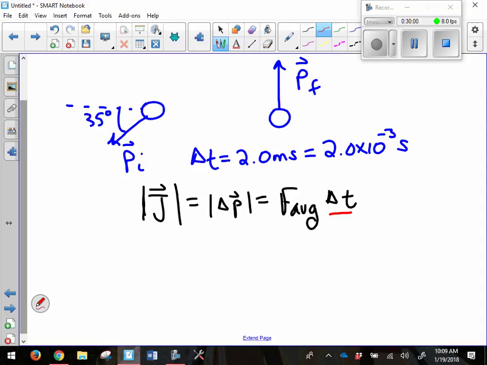What else up here can I figure out? Well, the average force is what I'm looking for, but I need something to put on the other side of the equation. So what else can I figure out? Okay, so I can figure out the change in momentum. That momentum is equal to mass times velocity.